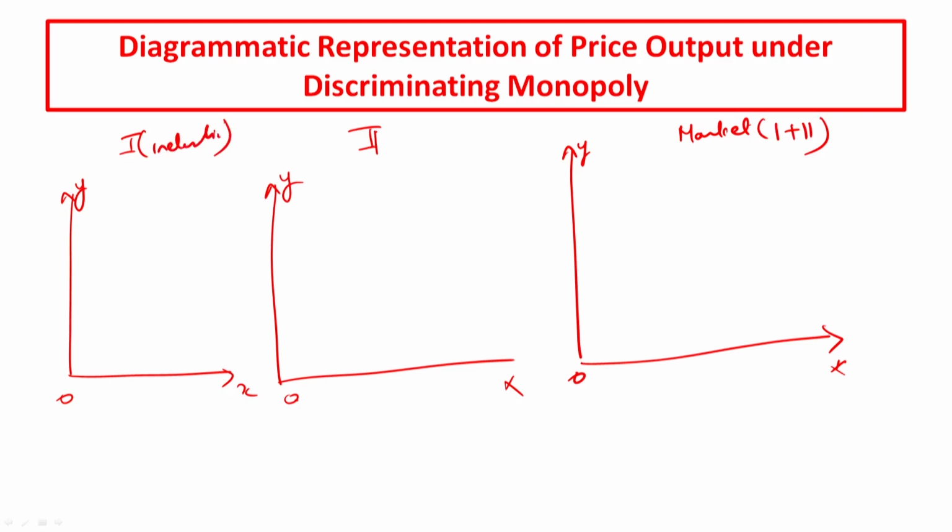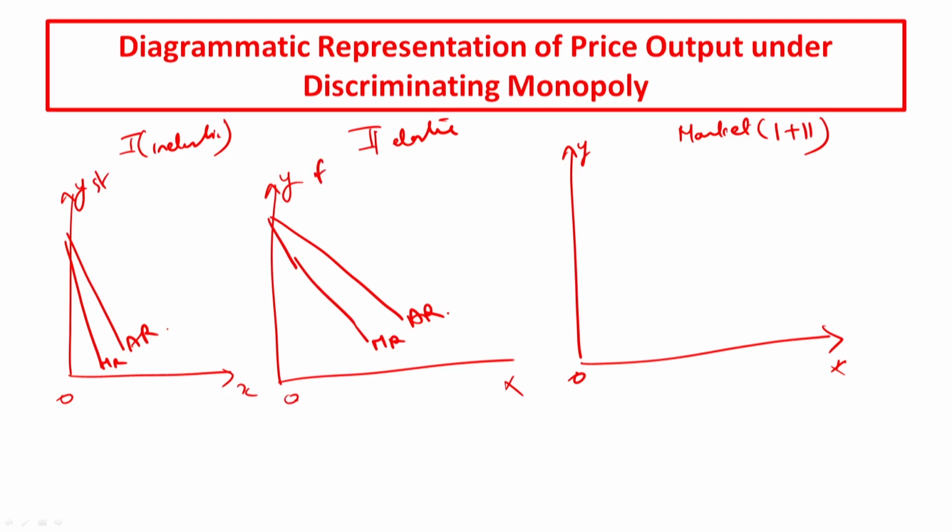Inelastic means a small change or a big change in price will not bring much change in the quantity demanded. The second market is elastic, where price will greatly affect the quantity. This is the combination of both. In the inelastic market, the AR will be steeper and the MR will also be steeper. In the elastic market, the AR will be flatter and the MR will also be flatter. Why? Because one is elastic and the other is inelastic, that is why this is steeper and this is flatter.